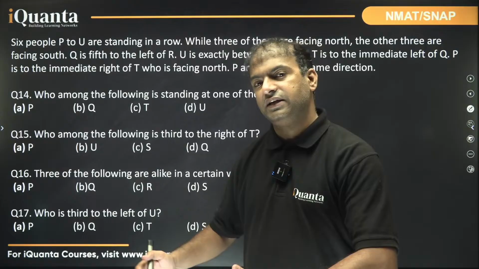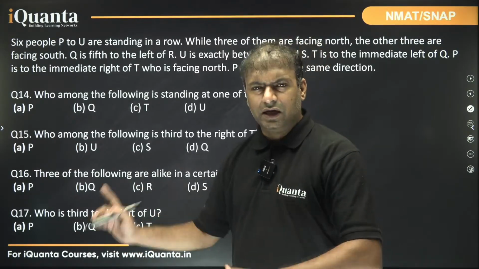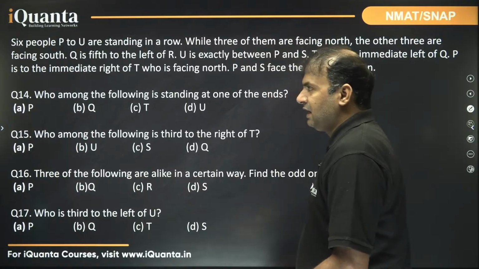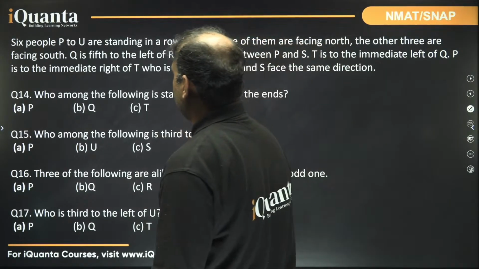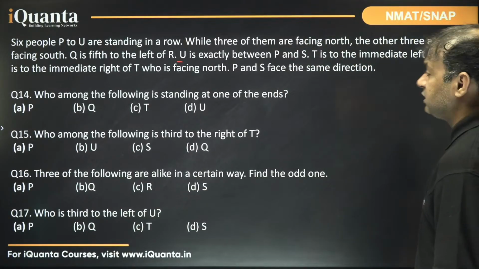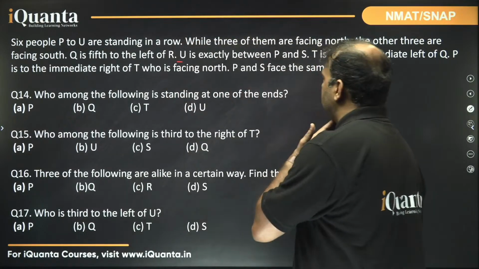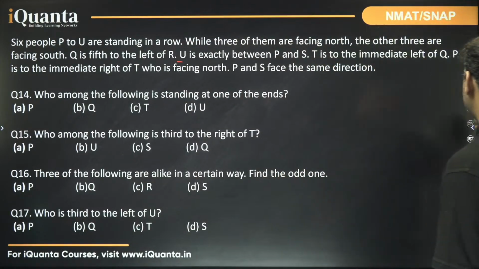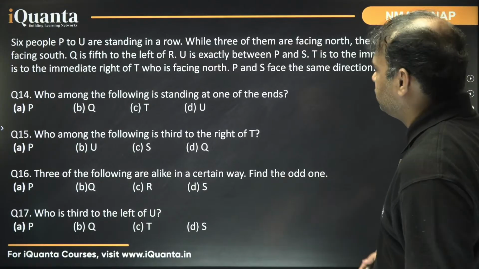In some of the sets, they will not mention how many people are facing north and how many are facing south. But luckily in this set they have mentioned it, so it can actually help us. Then they are saying that Q is fifth to the left of R, U is exactly between P and S, T is to the immediate left of Q, P is immediate right of T, who is facing north, then P and S face the same direction.